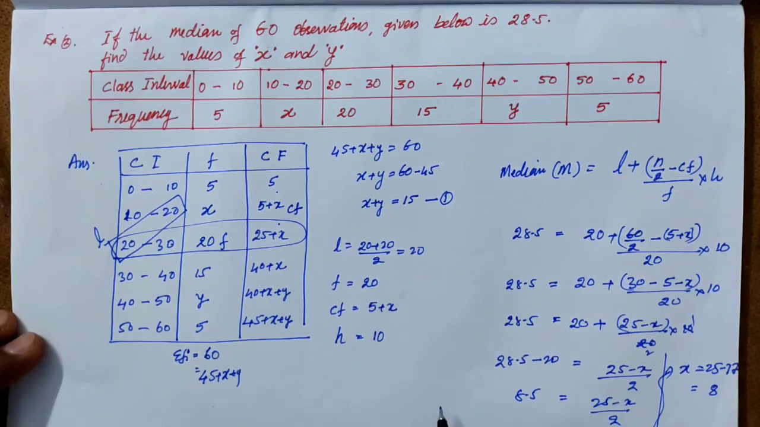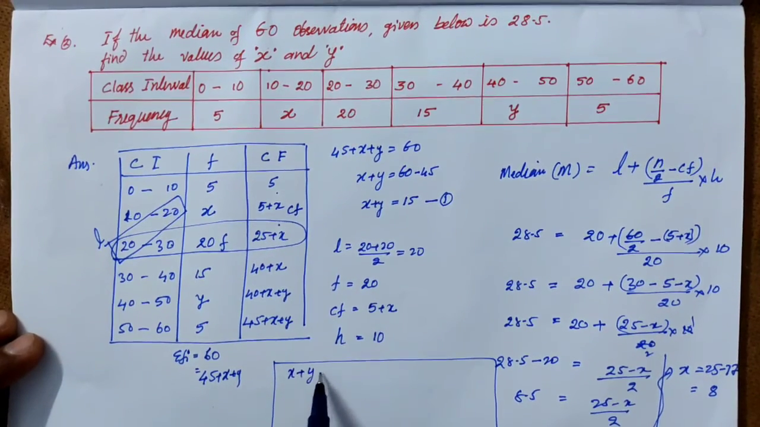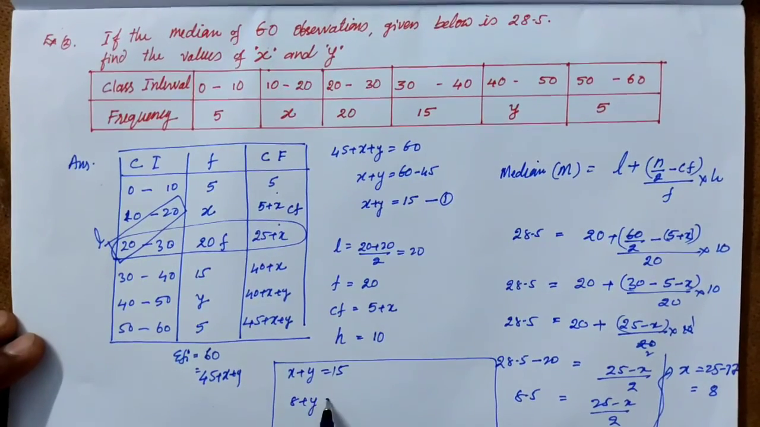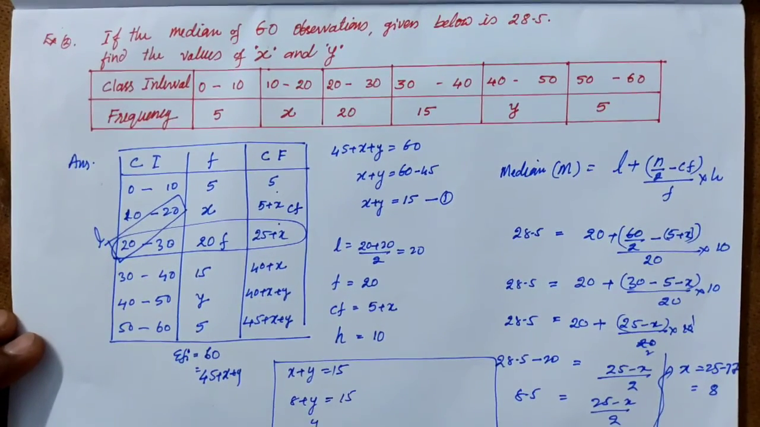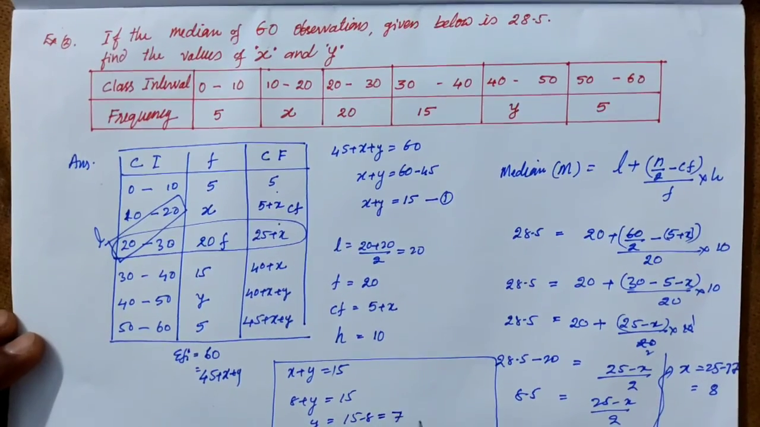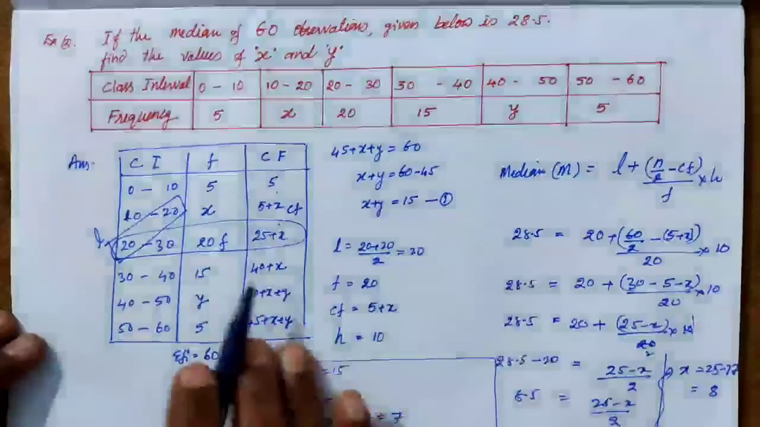Again, you know x plus y is equal to 15 and x is equal to 8, so 8 plus y is equal to 15. Therefore, y is equal to 15 minus 8, which is 7. So the value of x is 8 and the value of y is 7. So this is the answer for this data.